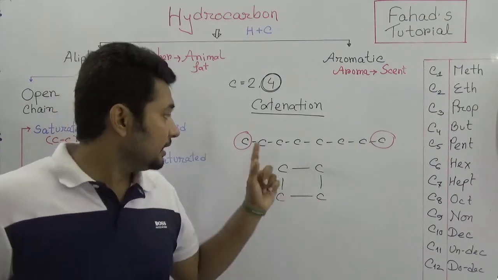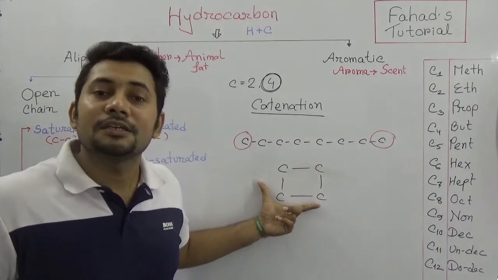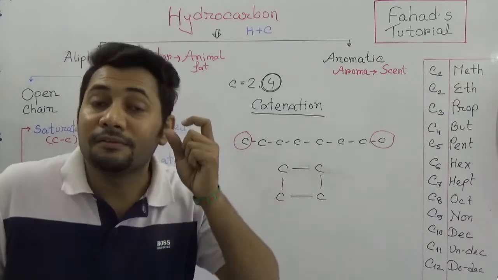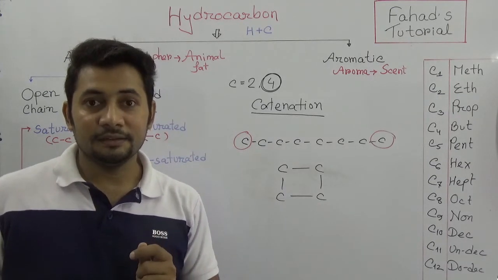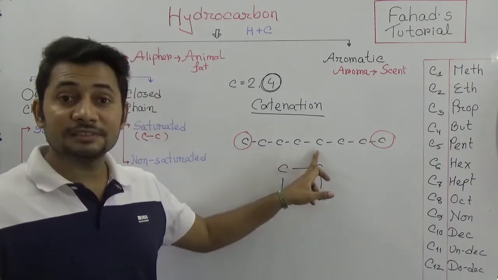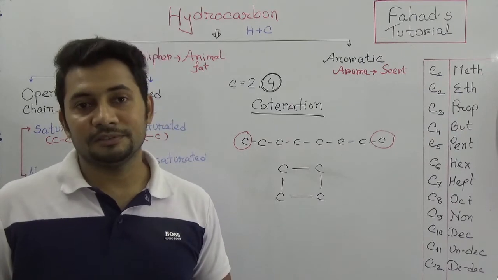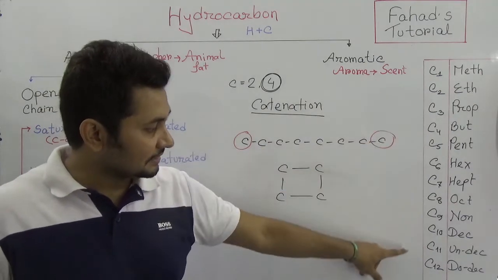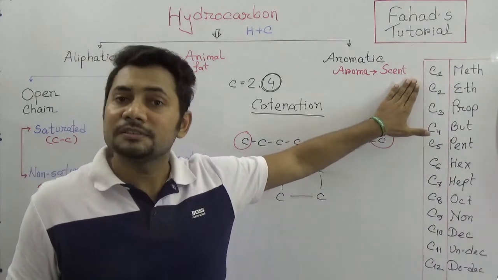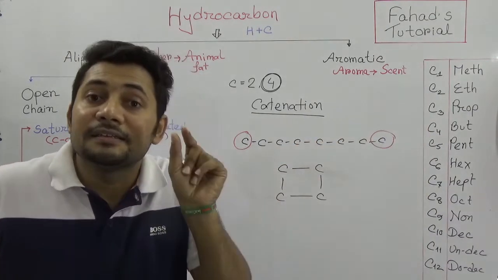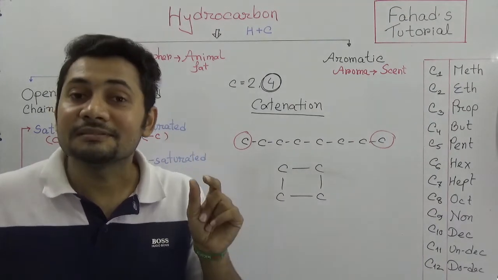aliphatic hydrocarbon, and if it is like that, this is open chain, and if it is like that, this is closed chain. And right now this must be said that the number of carbons actually defines the naming of the compounds. You see something like that in the right part of this board, the number of carbons is written simply, and the prefix of those numbers, that prefix is important.